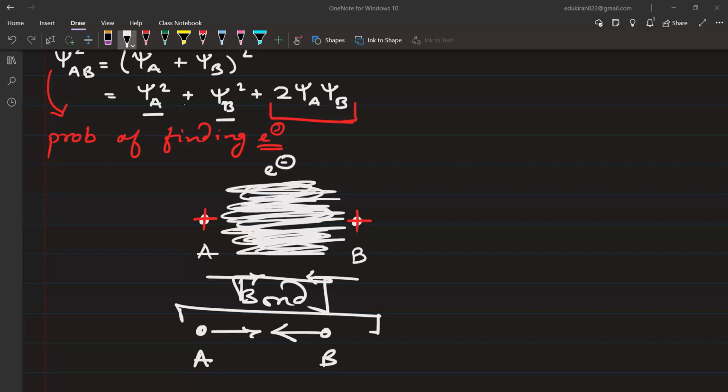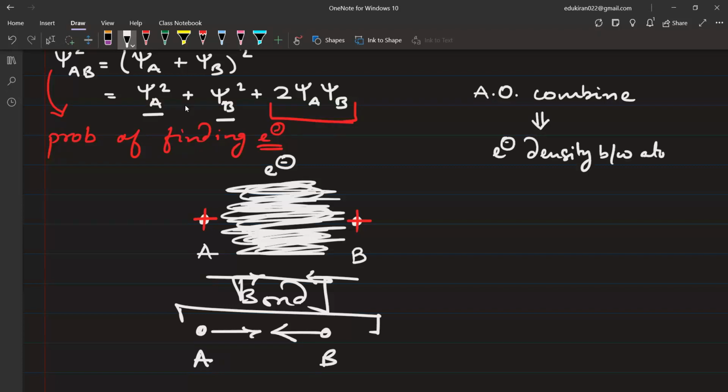Now we will get some links. Atomic orbitals combine. Then what happens? Then the electron density between atoms increases, and after that the bond is formed.